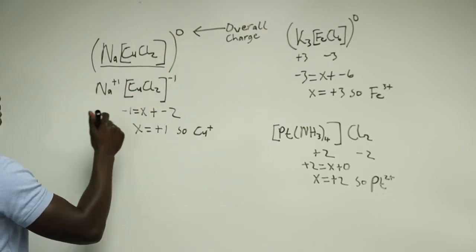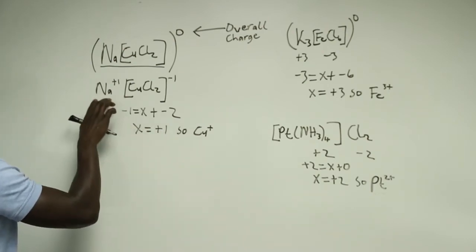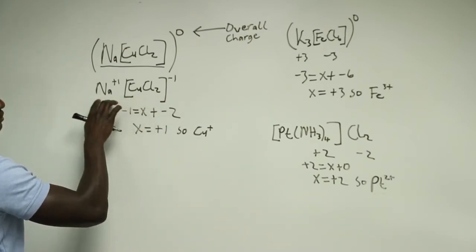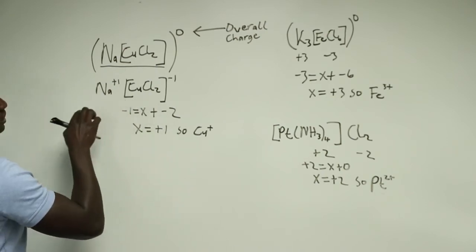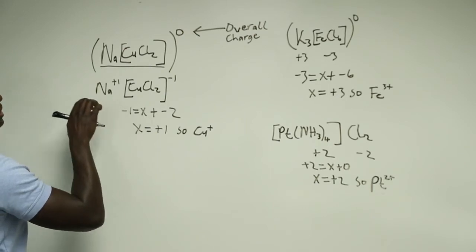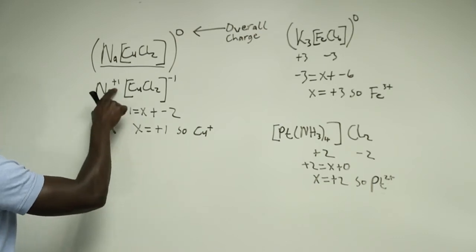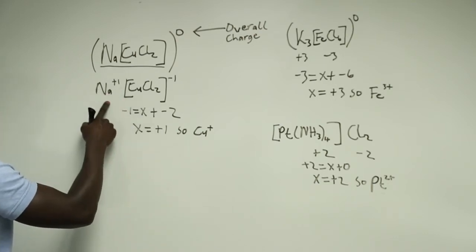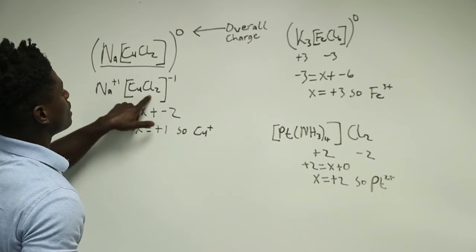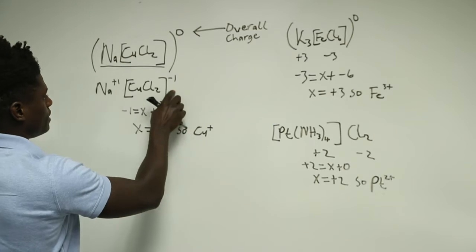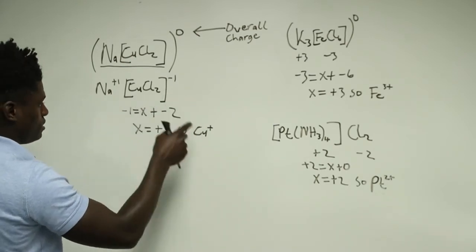So if we know that this whole thing has to equal 0, that allows us to deduce what the charge of the anion and the cation is. Because we know, based on the oxidation state rules, that sodium is a group 1 element, therefore it's always going to have a +1 oxidation state. That means +1 plus something else has to equal 0, which means the charge of this is going to be -1, because +1 plus -1 gives us 0.